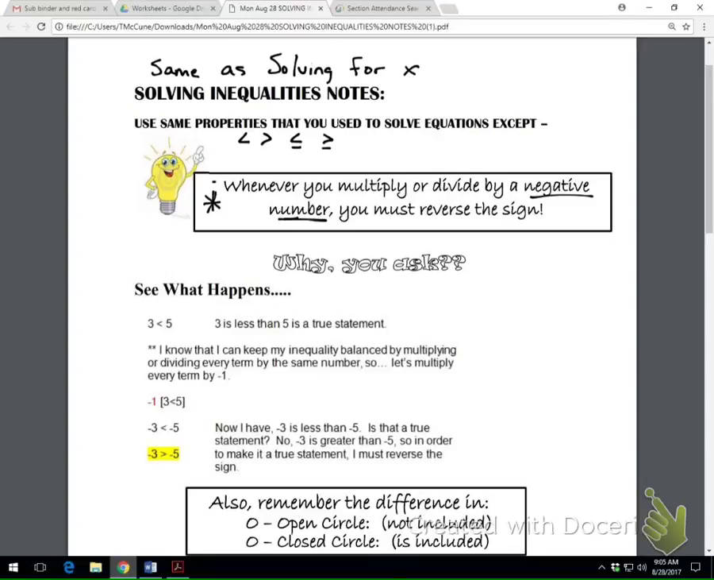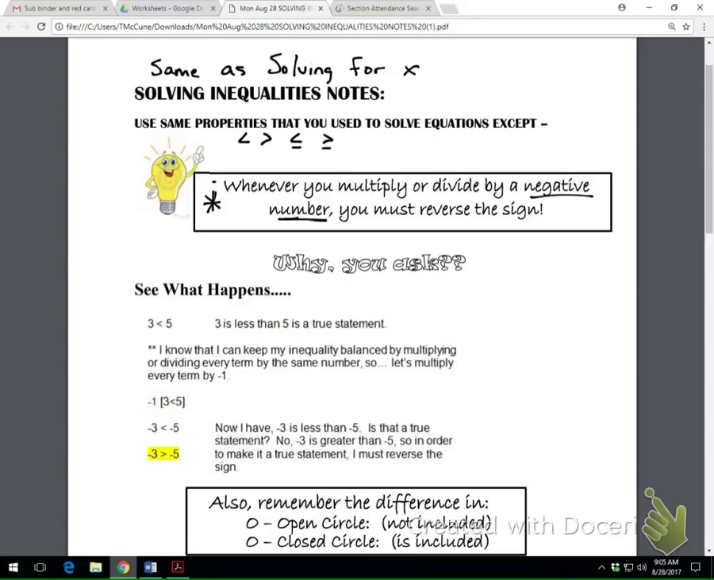Okay, and I'm going to make it a little simple for you so that you understand it. Here's basically what we're talking about. 3 is less than 5. Is it a true statement? Yes, 3 is less than 5. Okay, that's basically what that means.